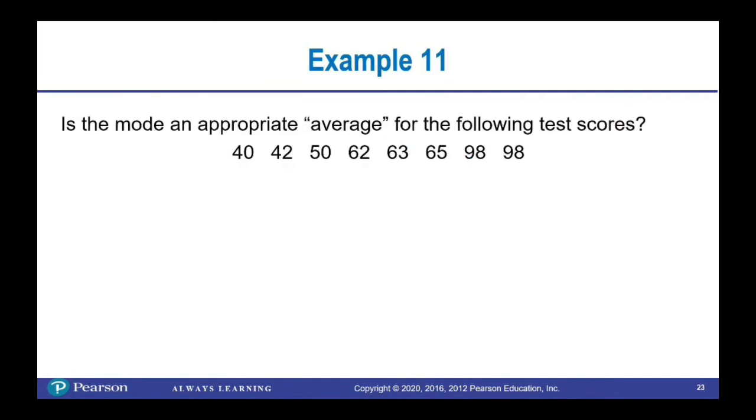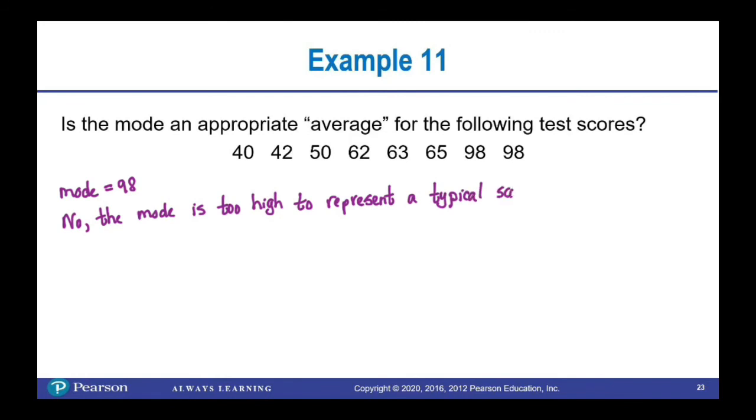Look at example 11. Is the mode an appropriate average for our test scores? Well, our mode here is 98. That is way too high, and so here the mode is not going to be appropriate to represent our typical score. Join me in our next video as we look at our measures of spread.